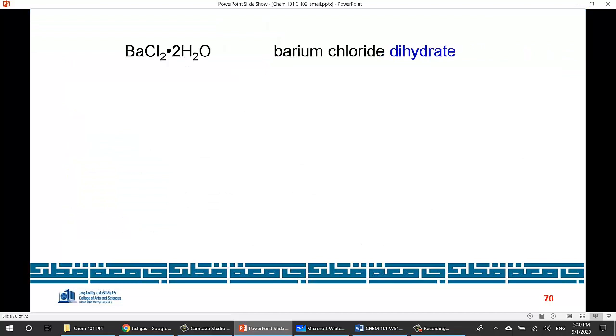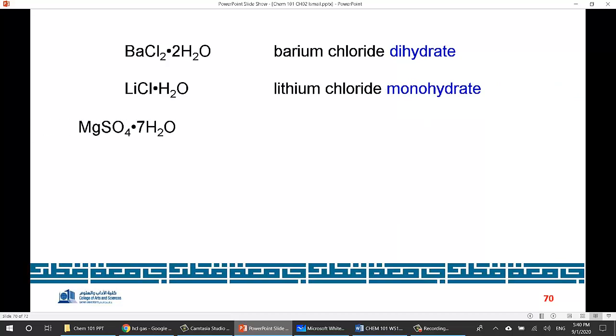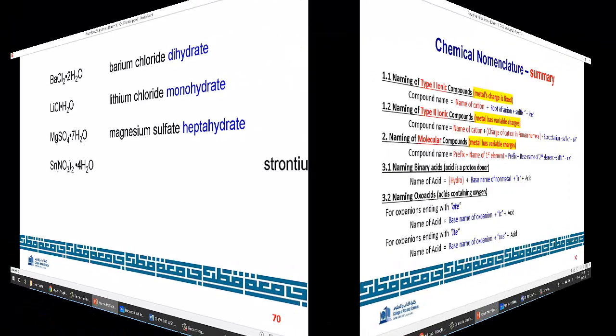Similarly, we have BaCl2·2H2O, that's called barium chloride dihydrate, because there are two waters here. And another one is LiCl·H2O, that's lithium chloride monohydrate. We must put the mono here in order to mention the number of water molecules. So that's about hydrates, that's another example.